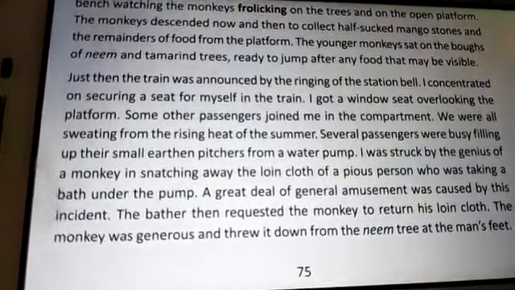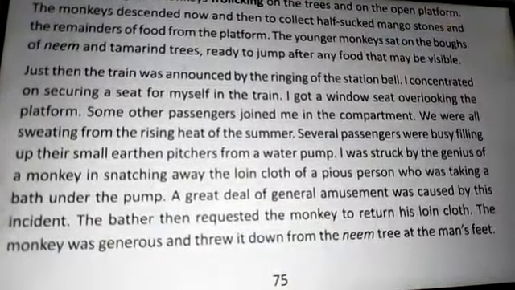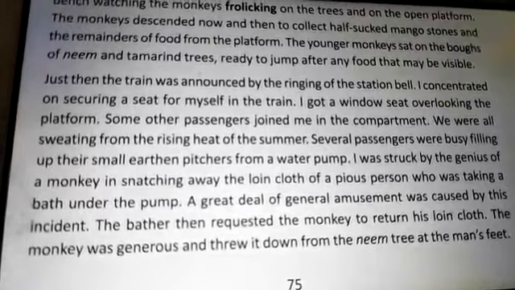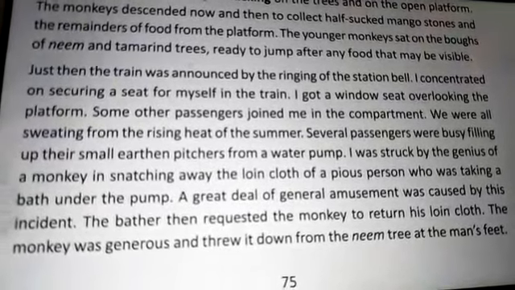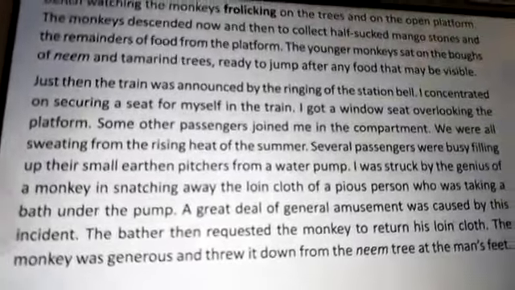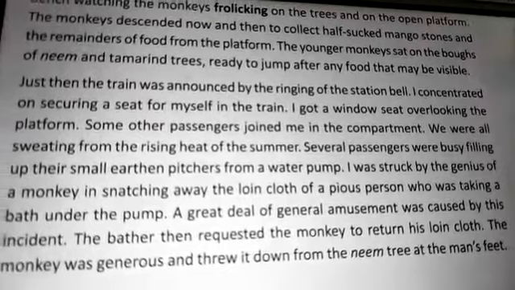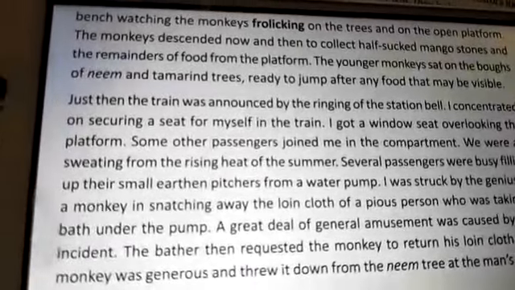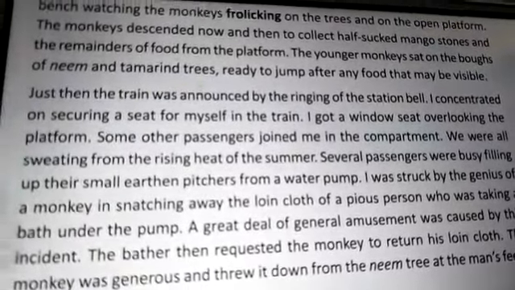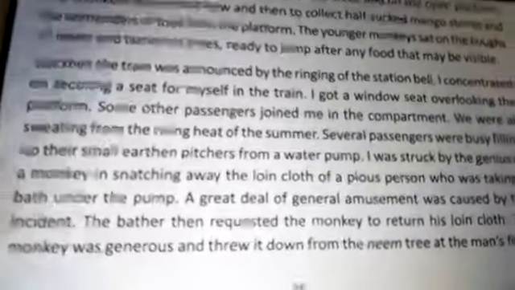Just then, the train was announced by the ringing of the station bell. I concentrated on securing a seat for myself in the train. I got a window seat overlooking the platform. Some other passengers joined me in the compartment. So he got a window seat. We all like to sit by the window when we are boarding a train. So the author got one, and through the window he was looking at the platform.